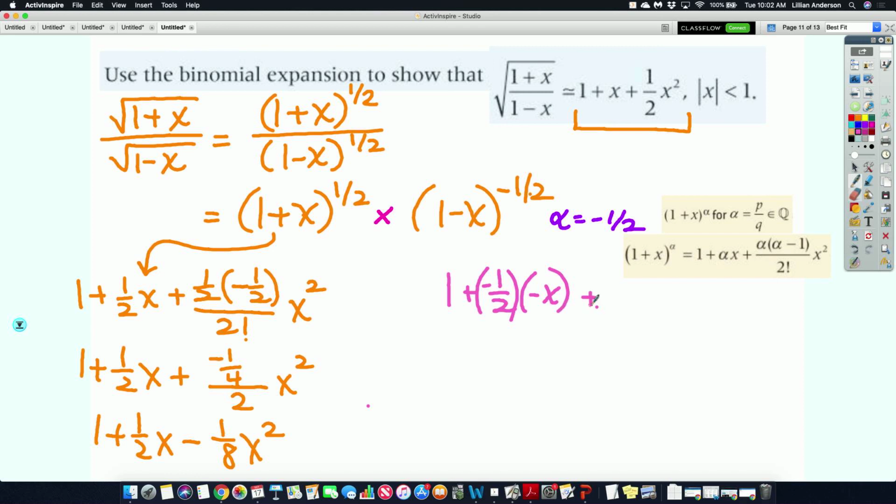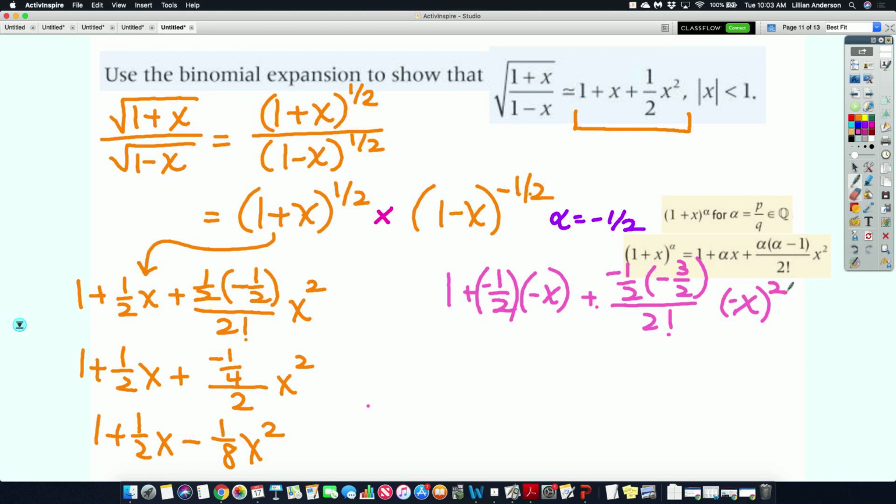Plus, now I'm going to have alpha times alpha minus 1. What's a negative 1/2 minus 1? Negative 3/2, all over 2 factorial, times x, which is going to be a negative to the second power. Okay?